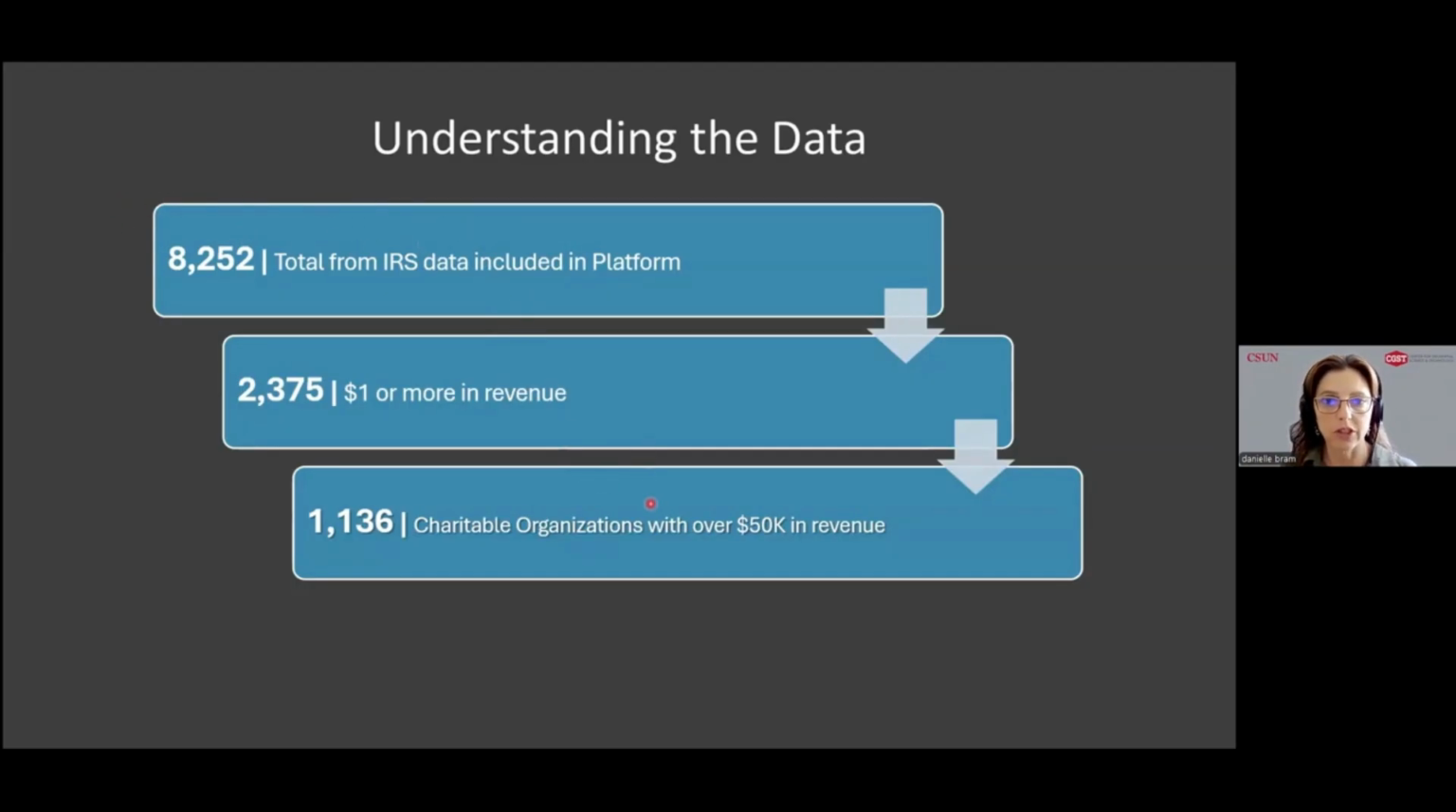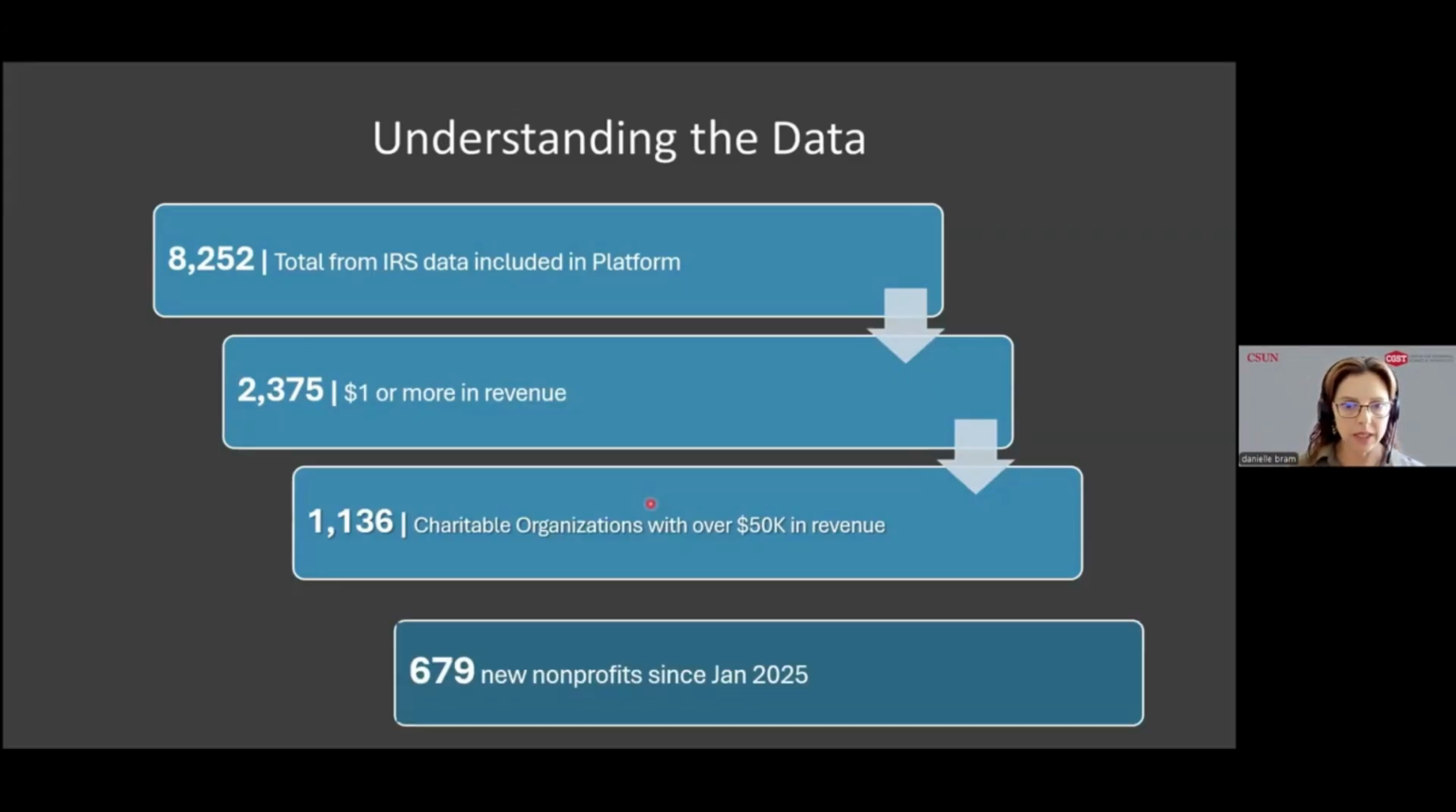Now, again, to be clear, this is the information that's shown in the platform, but I did want to identify that there are a lot of organizations shown there that may not have any revenue, maybe they're not fully operational, so we have to acknowledge that. I also want to point out that since January of 2025, 679 new nonprofits were registered in the IRS database. They received that tax exemption status, and those organizations are reflected in the current data set that you're going to see today.